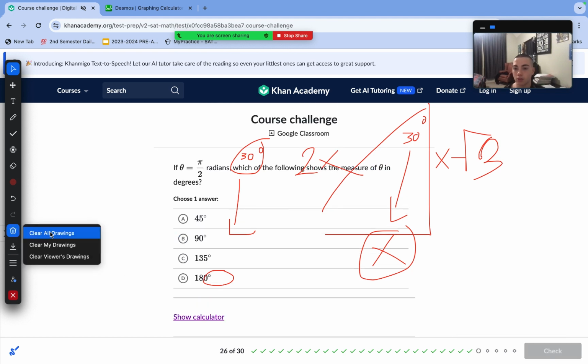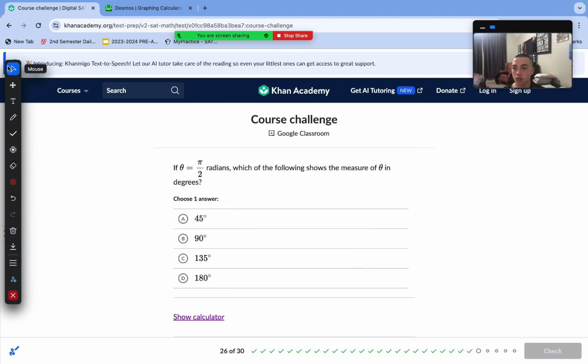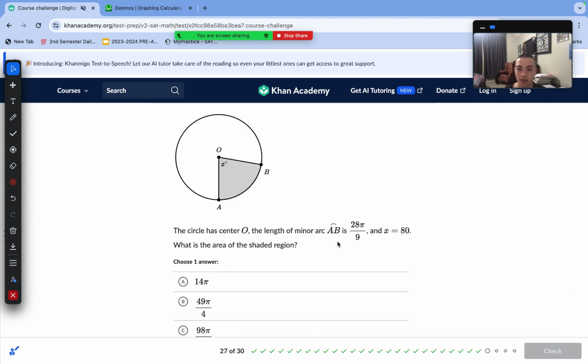Okay, theta equals pi over 2 radians, which shows this measure in degrees. After doing calculus and pre-calculus, you kind of just know these automatically. Pi over 2 radians is just 90 degrees, because remember 2 pi is 360 degrees. A fourth of that, 1/2 is a fourth of 2. That's going to be a fourth of 360, which is 90.